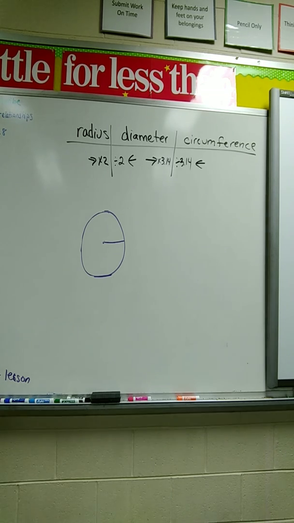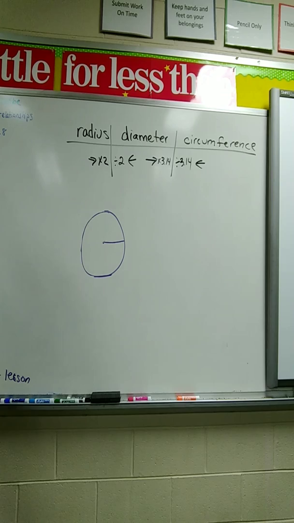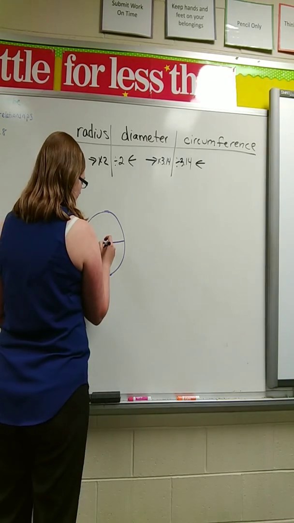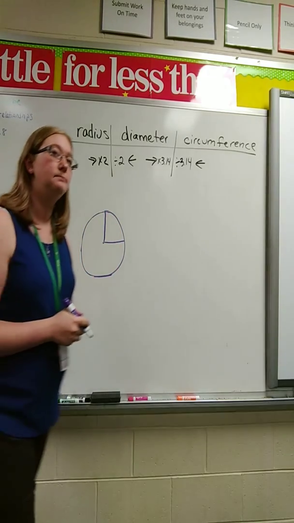So what do you think we should do with our radius? What should we do with our radius to try to figure out how much space is inside the circle? Make another half. Okay, so draw in another radius.